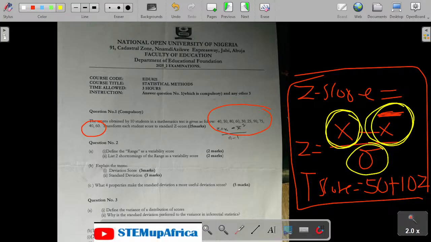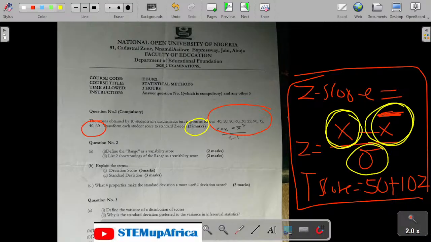So we need to find our x bar. We need to find our standard deviation. Without those two values, we are not getting z-score. You can see the mark there. The mark is 25 marks, to tell you what is required of you. So without your mean and your standard deviation, there is no z-score. So let's go to the solution now. Let's solve the question now.